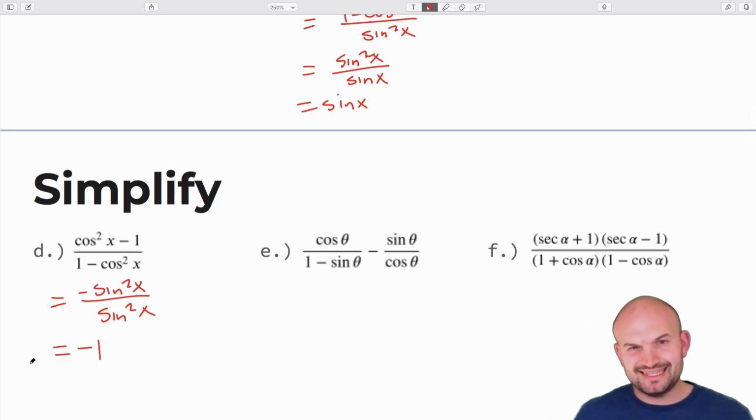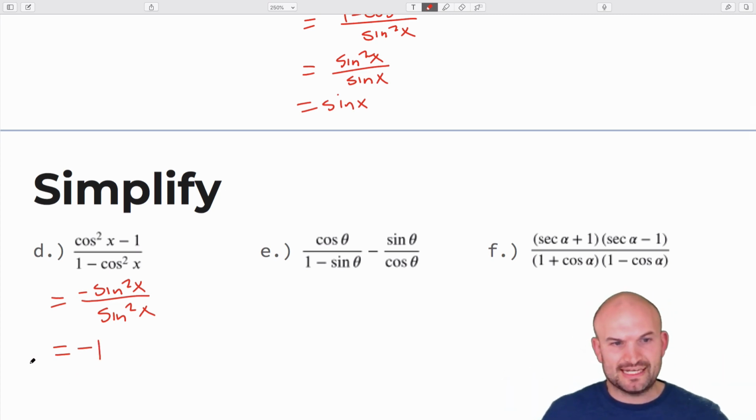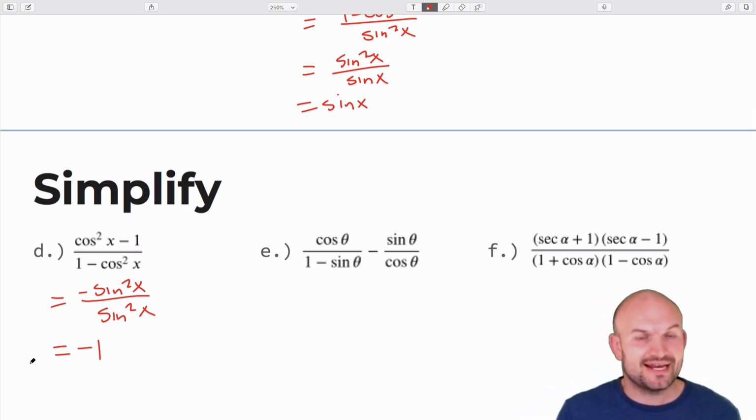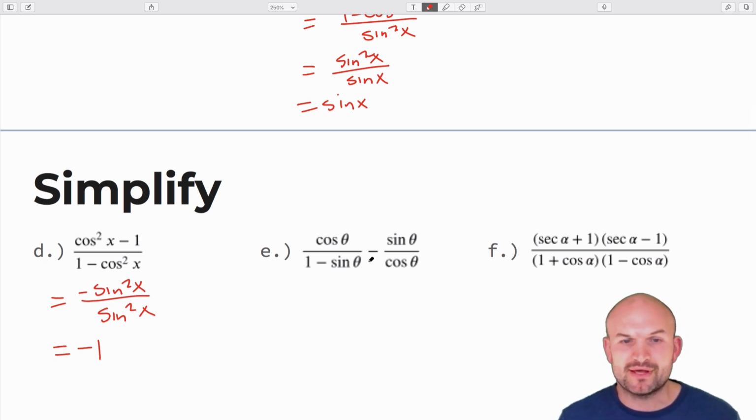So hopefully you're at least getting this idea, because this practice of simplifying these expressions is going to be what we're going to be using in verifying identities. Again, we haven't verified any identities yet, but this is why we're working through this. This is our kind of warm-up there.